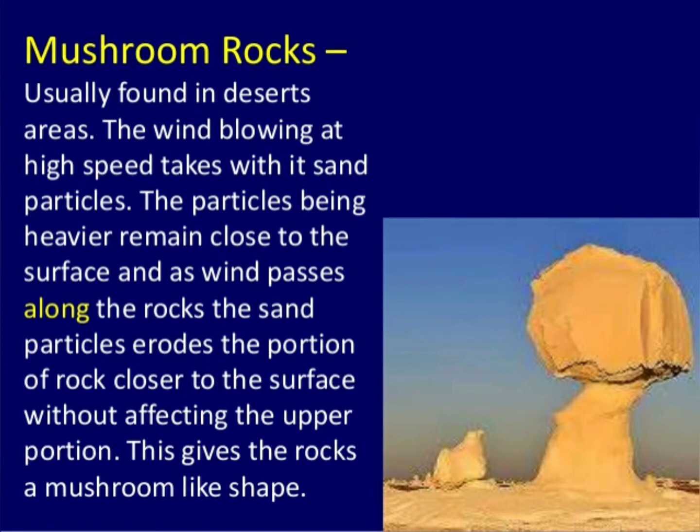The wind blowing at high speed takes with it sand particles. The particles, being heavier, remain close to the surface, and as wind passes along the rock, the sand particles erode the portion of rock closer to the surface without affecting the upper portion. This gives the rocks a mushroom-like shape. In the picture you can see a mushroom rock. These mushroom rocks are very common in desert areas.